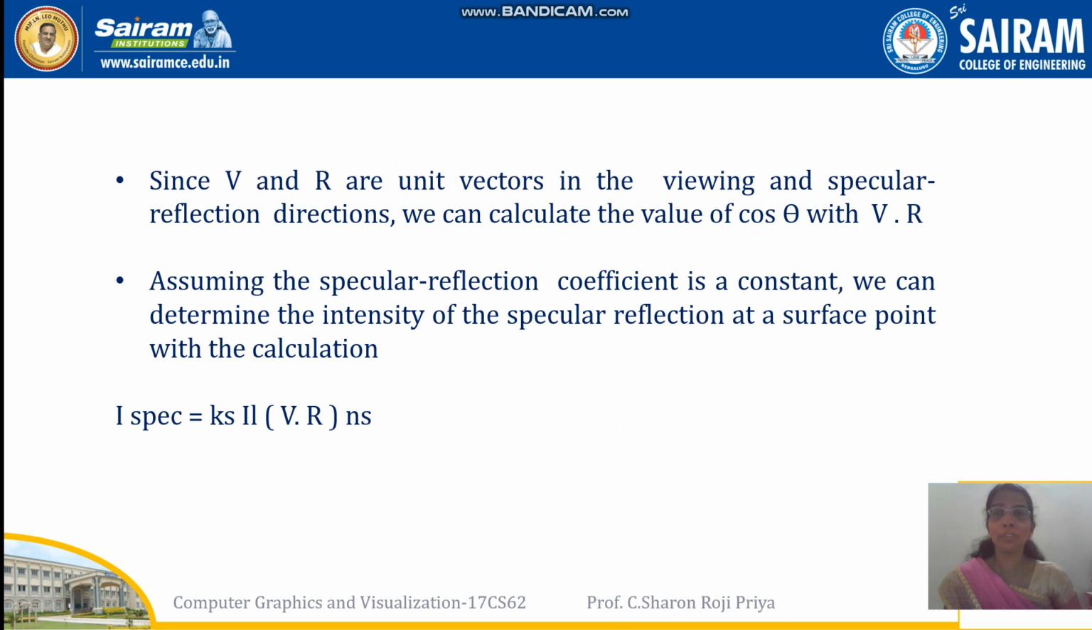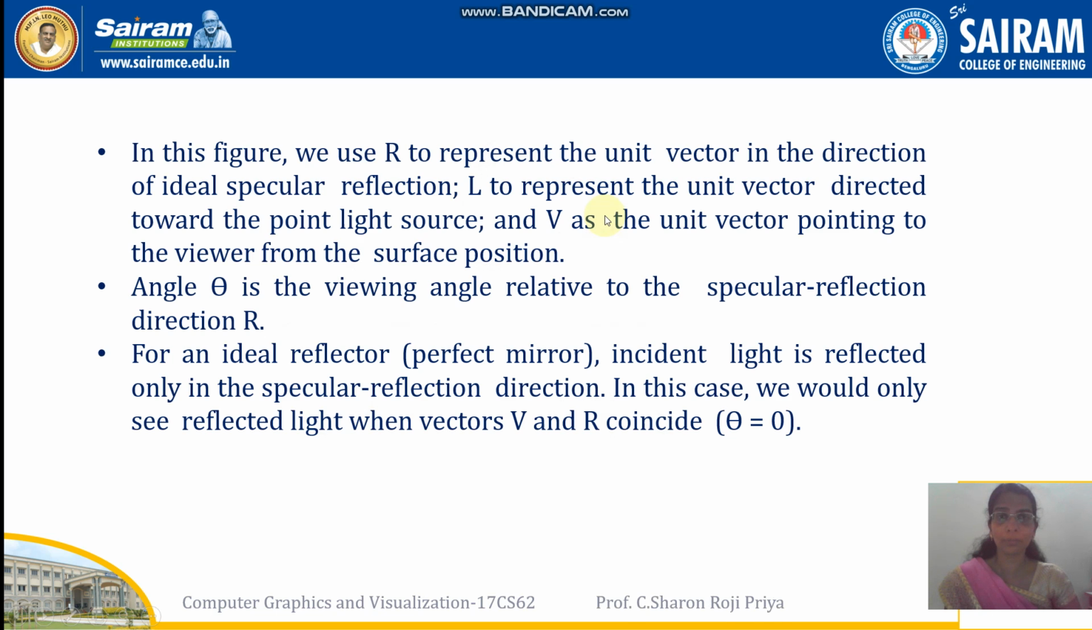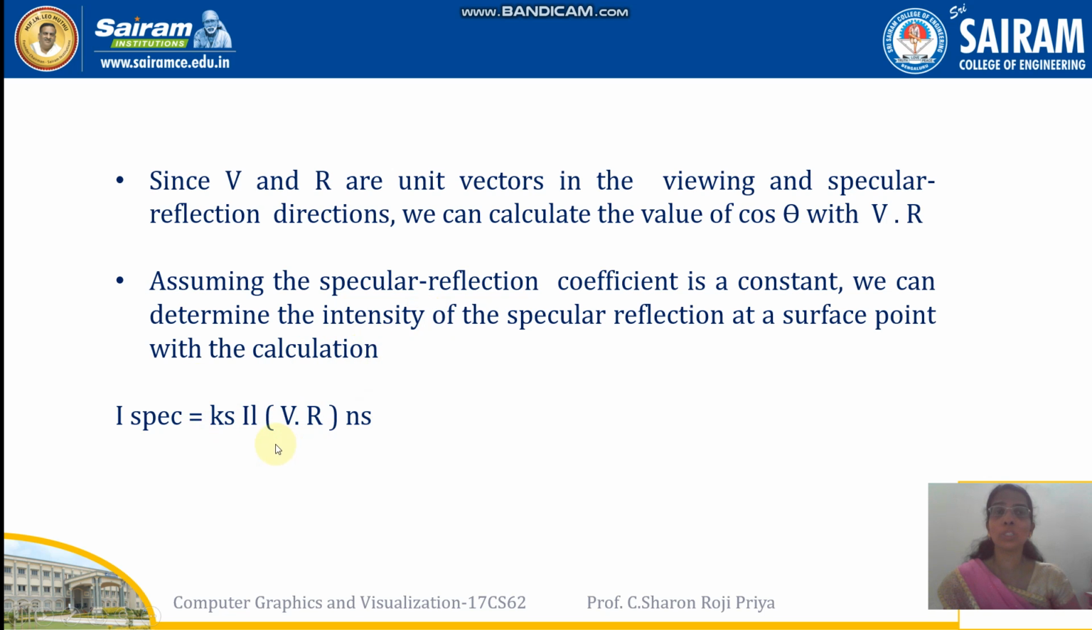Now, in the diagram, if I consider V, which is the direction of view, and R, the reflected light, both as unit vectors, instead of writing cos phi, I can write V dot R. So the Phong equation for specular reflection becomes I spec equal to the constant, times the intensity of the point light source, times V dot R to the power of the ns parameter.